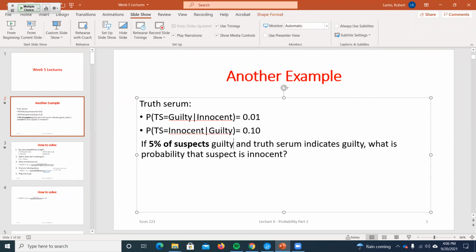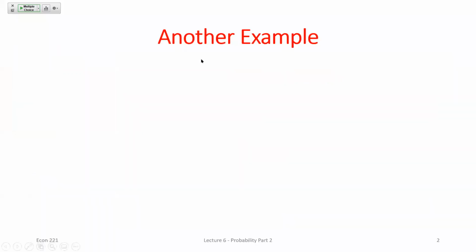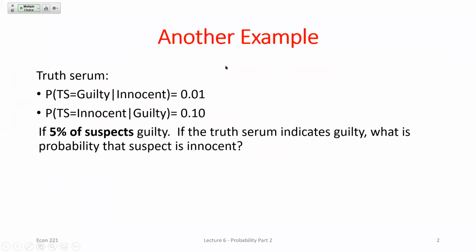No, the suspects are guilty if the truth serum, right? So the original slides said it a little bit differently, but I'm going to try to make it a little more clear. So really this is saying that the underlying state of nature, that someone actually is guilty of a crime, has probability 0.05. Okay? So then if the truth serum indicates guilty, so given this specific outcome of the test, what's the probability the person is actually innocent?